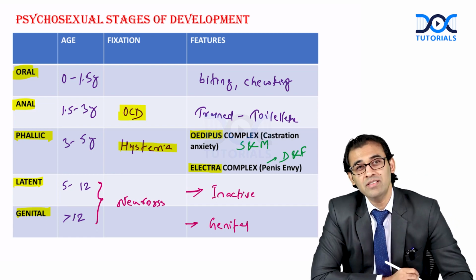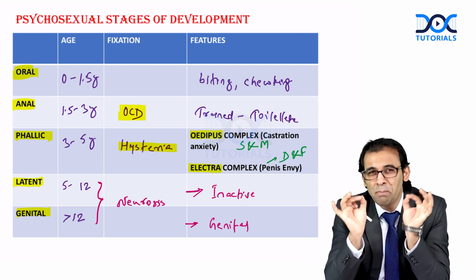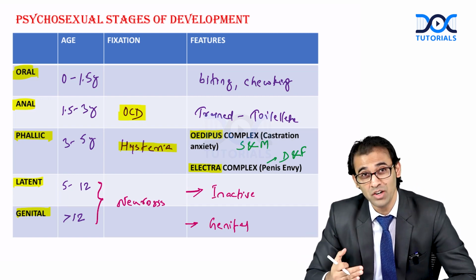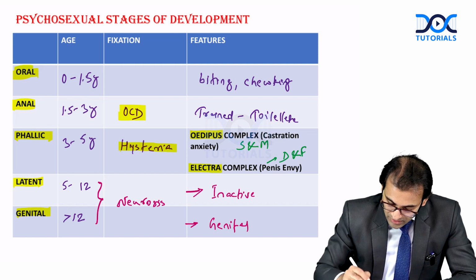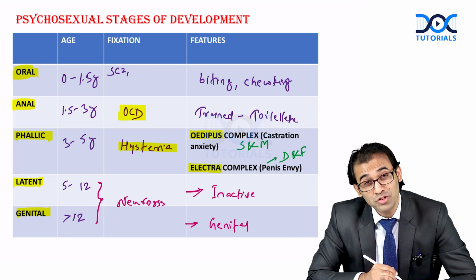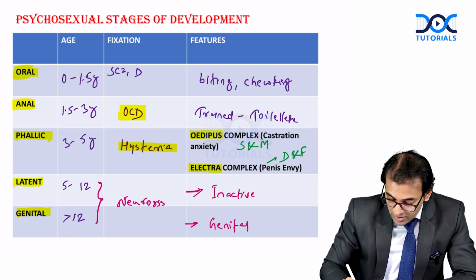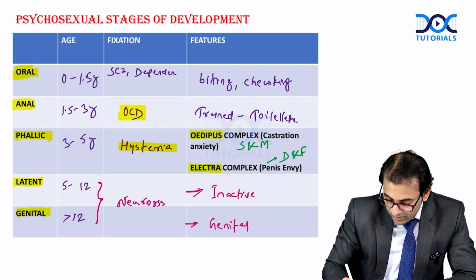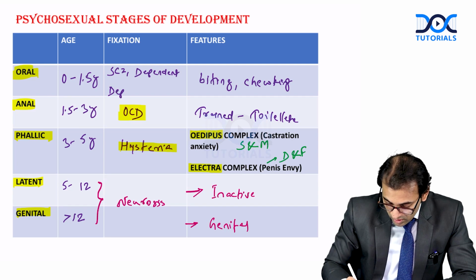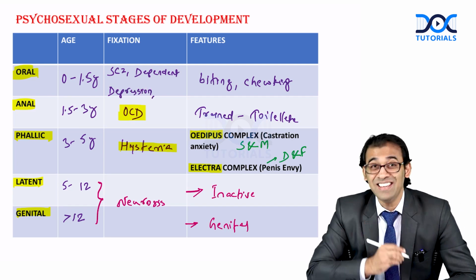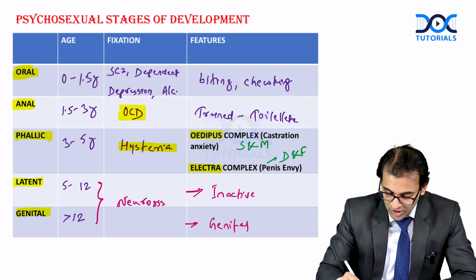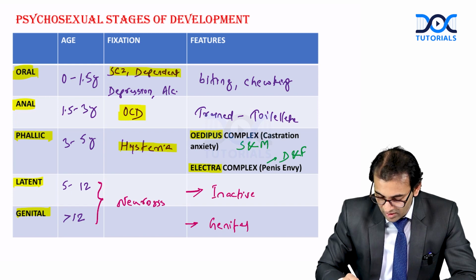Now, what about oral stage? Fixation at oral stage. Since this is the beginning part of life, fixation at oral stage can result into so many psychiatric illnesses like schizophrenia, a kind of personality disorder also like dependent personality disorder, a kind of mood disorder also like depression, substance addiction also, especially alcoholism. Remember, we have learned all these points.